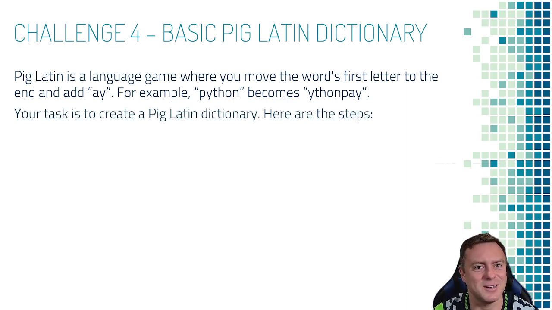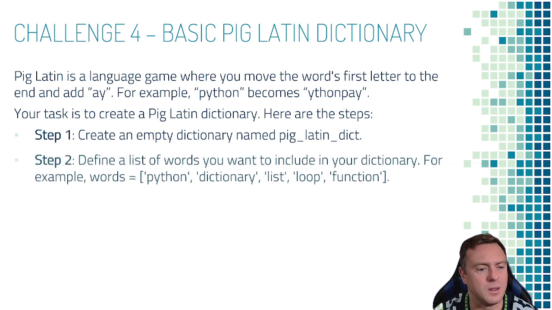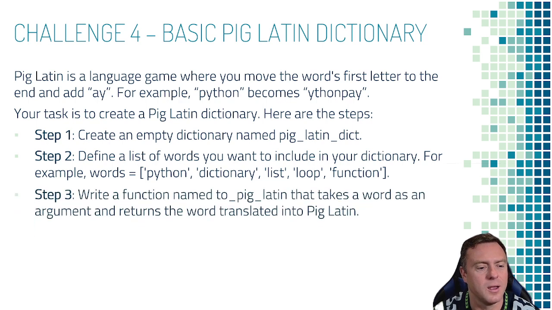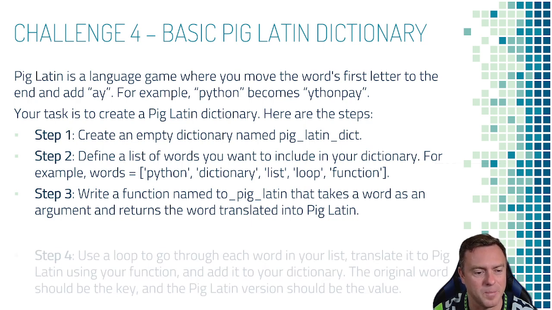So your task is then to create a Pig Latin dictionary, and here are the steps. Step 1, you need to create an empty dictionary called pig_latin_dict. Step 2, then you define a list of words that you want to include in your list. So for example, you might want to use this list: Python, dictionary, list, loop, and function. Step 3, you then write a function to_pig_latin that takes the word as an argument and then returns the word translated into Pig Latin.